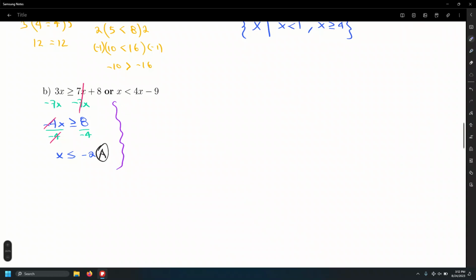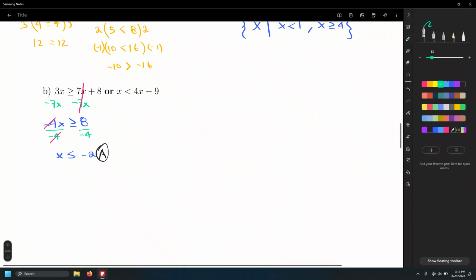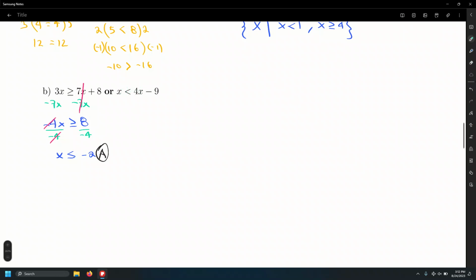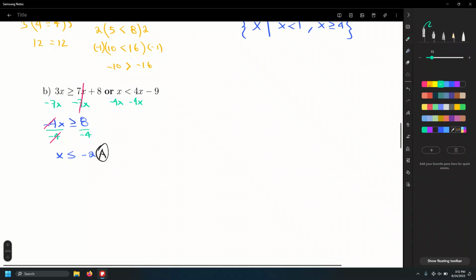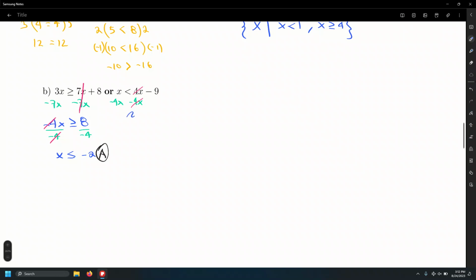All right, so let me split the two inequalities, and I'm going to need a space. So x less than 4x minus 9. Again, you might want to have all the x's on the left side of the inequality and the constant values on the right. So what we're going to do here is subtract 4x on both sides. That's going to cancel the 4x's. That's negative 3x less than negative 9.